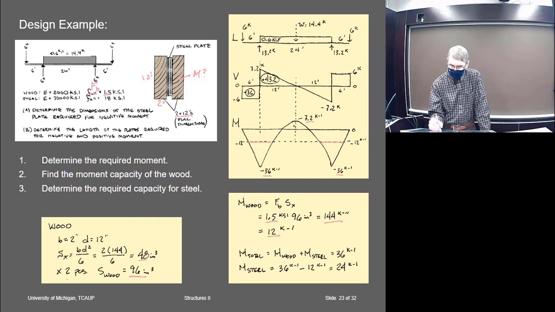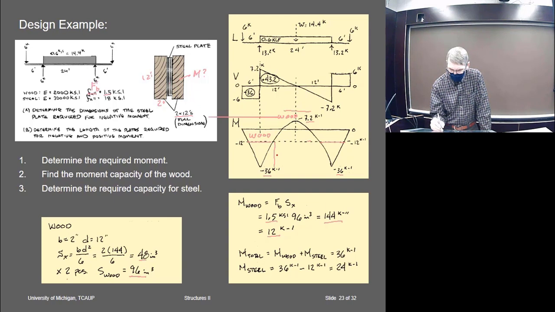So here's my moment diagram for the whole thing. That's what this dashed line is. The wood can carry up here, right? The wood can do that. And the wood also is going to carry this. So the wood is able to do that. So what the wood can't do is this. That's what the steel's got to do.